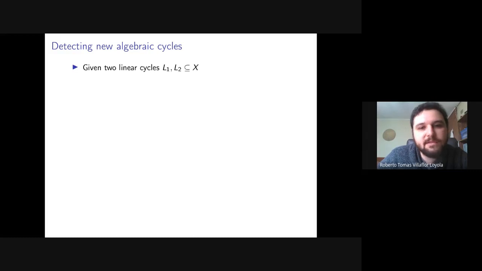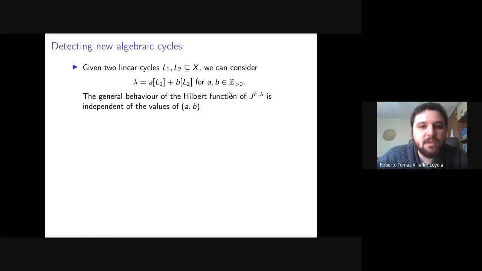So now consider two linear cycles inside a smooth hypersurface. For instance, here you can consider Fermat. So we will look at all the possible combinations of these two linear cycles, combinations with positive integral values. When we look at the Hilbert function of this combination in terms of A and B, it will happen that the Hilbert function in general will have a general behavior that is independent of the values of A and B. Obviously, the behavior will change if we take, for instance, A equal to 0 or B equal to 0, because the class will be supporting just one cycle, the linear cycle.